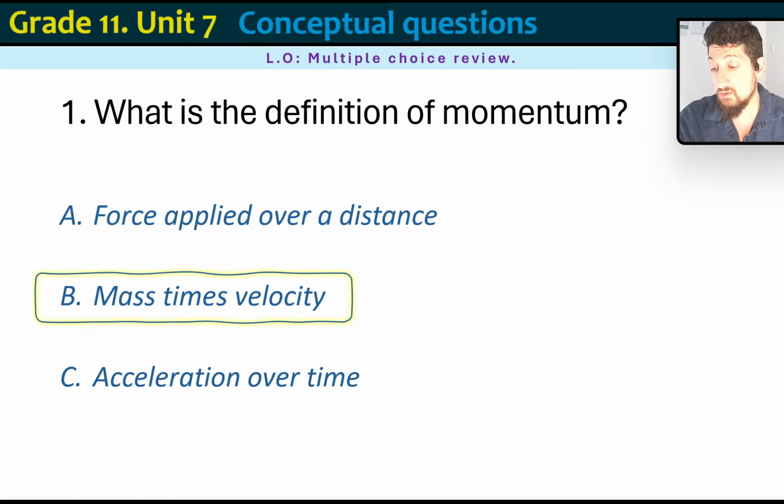Of course, the first one, force applied over a distance, I haven't heard of that before. Force applied over area is pressure, and then acceleration over time, that's something called jerk. That's the actual term for it. No, it's mass times velocity, obviously.